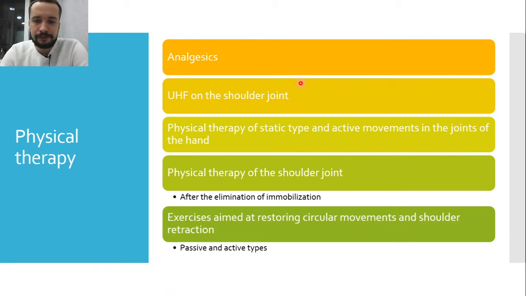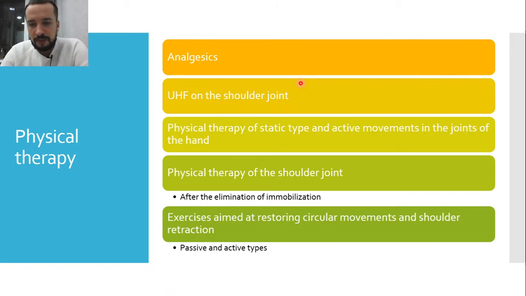Physical therapy. There we use analgesics, UHF on the shoulder joint, static exercise therapy, and active movements in the joints of the hand are prescribed. After the elimination of immobilization, physical therapy of the shoulder joint is prescribed.